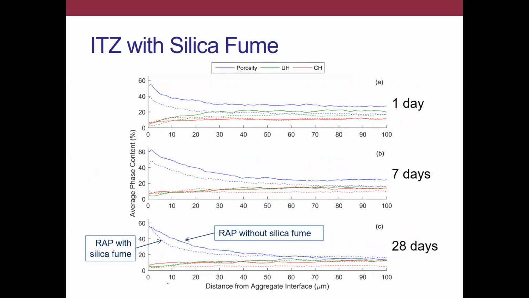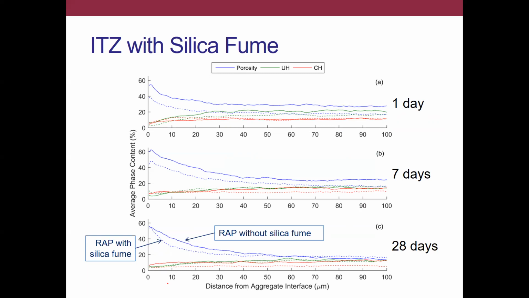One of the most common methods to improve the properties of the ITZ in concrete with virgin aggregates is the addition of silica fume. That has been established in many studies. But when we look at the literature with RAP, we find that silica fume does not appear to have as much of a beneficial impact as it does in concrete with virgin aggregates. What we're looking at here is the same RAP source, but now we looked at a mortar with silica fume compared to without silica fume.